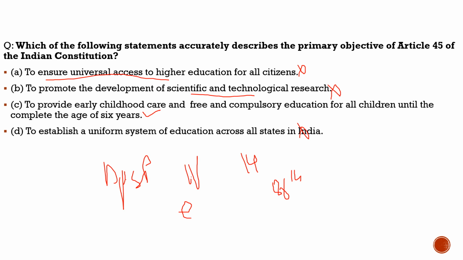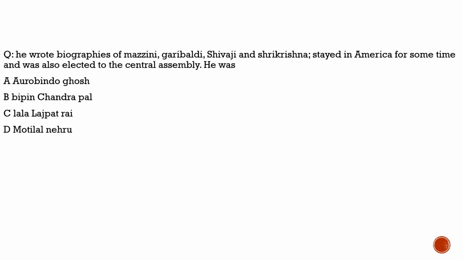With this, let's move to the last question of today's discussion, which is from a previous year question. Here, a little paragraph was given about a person, with a little essential info about him. The question says he wrote biographies of Mazzini, Garibaldi, Shivaji, and Shri Krishna. This is his work. It gives us a few ideas about the person: that he wrote biographies of these persons, stayed in America for some time, and was also elected to the Central Assembly.